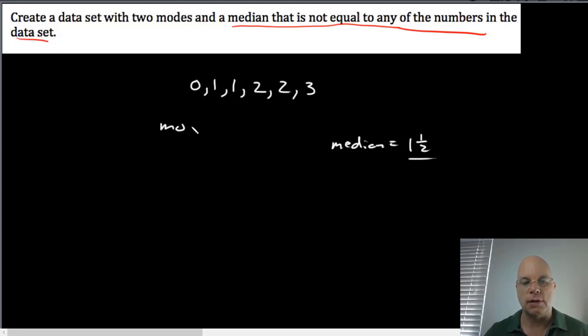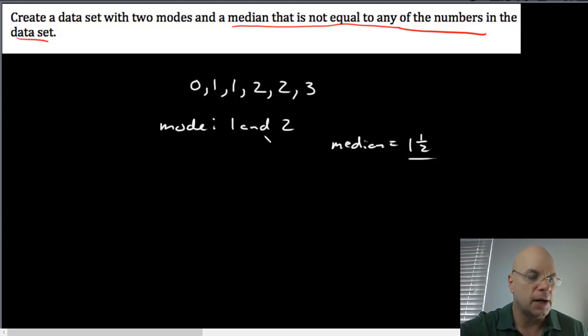The modes are 1 and 2 in this case, because the 1 and the 2 occur twice, and the 0 and the 3 only occur once. So there's an infinite number of correct answers to this problem, but that's how I would construct a solution. You may have a more efficient way. I'll be curious to see what you've done on this. And that completes page 1. We'll pick up the review with page 2 on the next video.